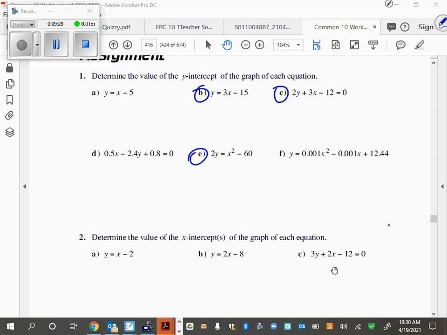Just write them down. Write one of them down, whichever one you want to do, and find the y-intercept. And it goes in that order, I think it does anyway. Yeah, easy, medium, hard.